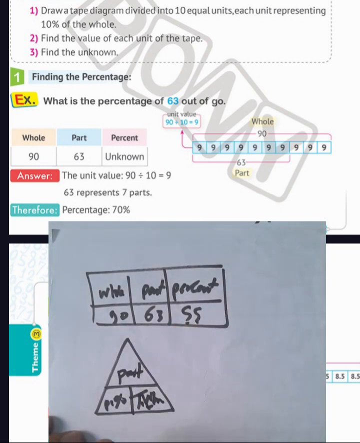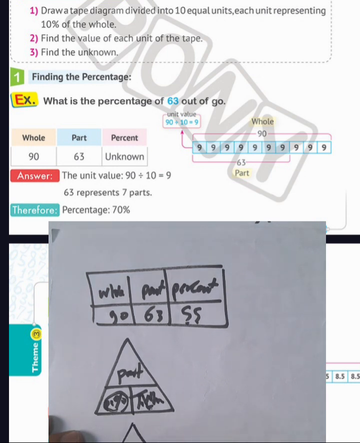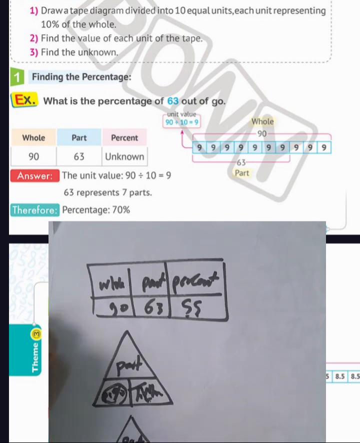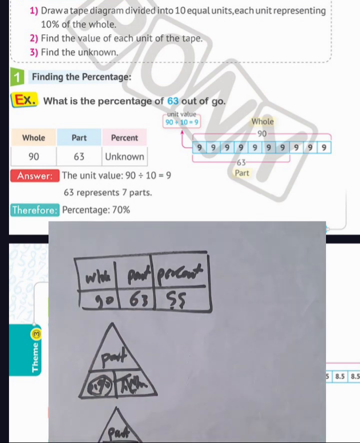You want to find the percent. To find the percent, you must divide the part by the total number. Okay, we have the whole number and percent and part. You want to find what here? You want to find the percent. Divide the part by the whole number. 63 divided by 90. Okay.